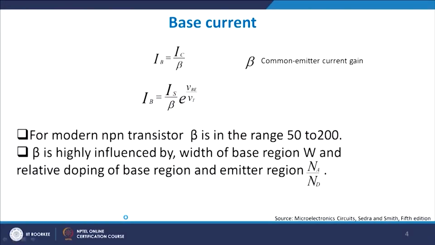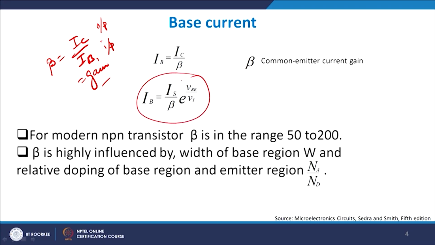Now, my base current IB is equal to IC by beta, and therefore we define beta as the common emitter current gain, because beta is basically IC by IB, under the condition that you have a common emitter configuration. So, it is basically output by input, and therefore this is also referred to as a current gain equation. Therefore, as I discussed with you just now, IB will be equal to IS by beta into e to the power VBE by VT.